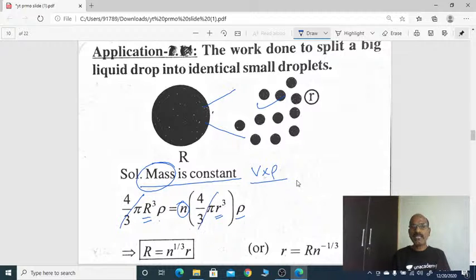So 4 by 3 pi and density all cancel, and you get R cube equals n r cube. Taking the cube root on both sides, r equals R into n to the power minus 1 by 3, that is, r equals R by n to the power 1 by 3. This is the radius of the smaller drop when the bigger drop is split into identical smaller drops. Here work done equals surface tension into change in area. Now we are able to do this.